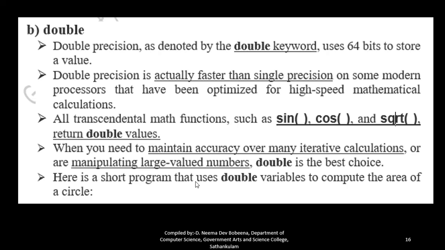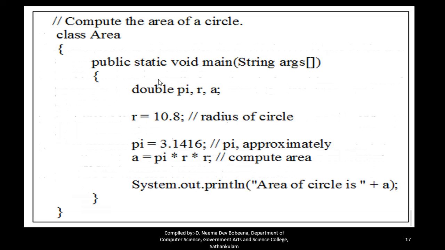Here we are going to see an example which uses double type variables. This program calculates the area of a circle. The formula is pi r square. Pi is 3.1416. The radius is assigned as 10.8. We have declared pi, r, that is radius, and area as double type data. Area is assigned pi into r into r.